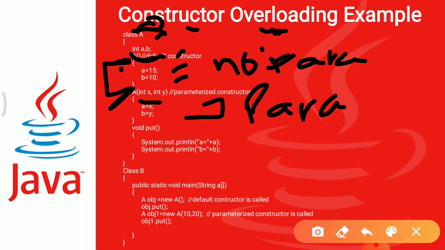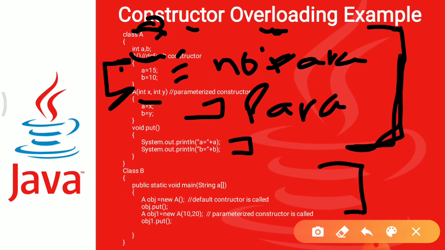Here a and b are the global variables, and x and y are the local variables. So x and y will be copied to a and b. Void put is used for system.out.println, to print a and b. So these are the methods, or these are the things we have done. Everything will depend on how we are going to execute it. How are we going to execute it?